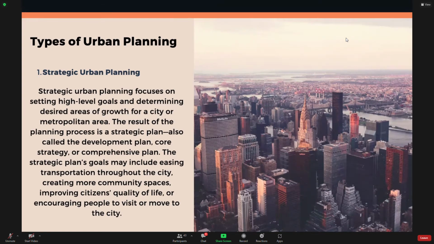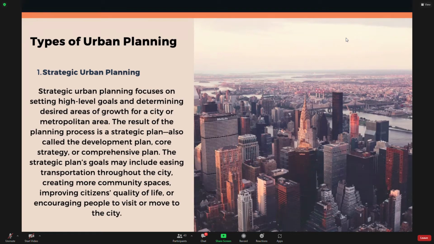So this strategic urban planning is a very general term that maybe you can find if you go to the US, the UK, or the other European or Asia Pacific regions. Strategic urban planning focuses on setting high level goals and determining desired areas of growth for a city or metropolitan area. The result of the planning process is a strategic plan. The high level goal means at the highest level.